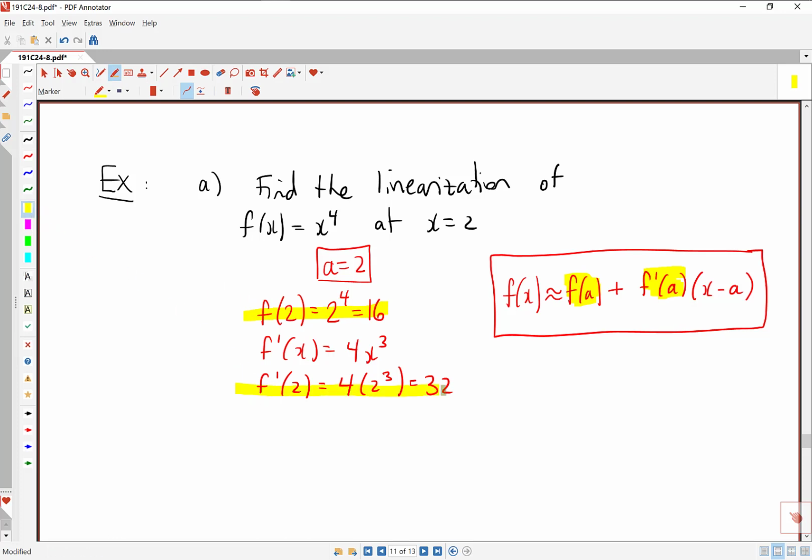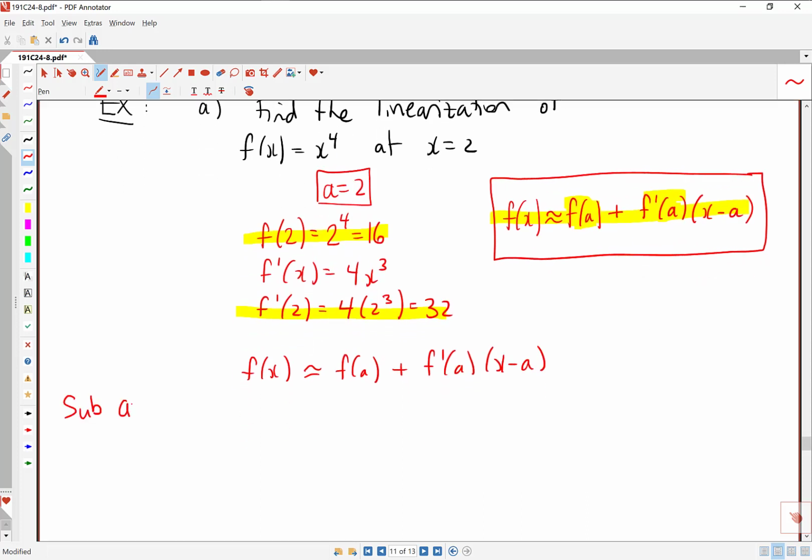And then from there, we can just plug into this formula that we've got on the right side. So I think for clarity, I will write out the formula again. f of x is approximately f of a plus f prime of a times x minus a. And what we're going to do is sub a equal to 2 into this. So on the left side, we've got f of x, might as well just write x to the 4th. So that's what we're trying to approximate here. And we're saying that's approximately equal to f of 2. Well, we calculated f of 2 to be 16. And then we're going to go plus.